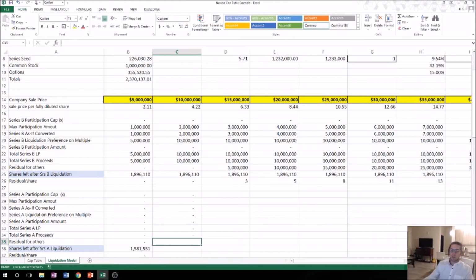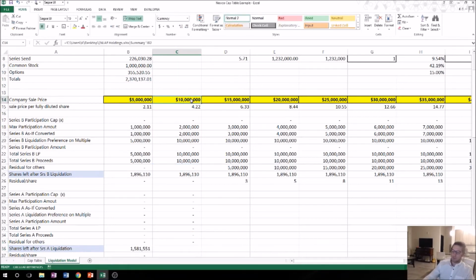And then the residual for others is still the same. It is the residual for others here minus the total proceeds. So what's left after Series A? We know what's left after Series B. Right here it's 0 minus 0, still going to be 0. But if this was 50, there would be something there, right?